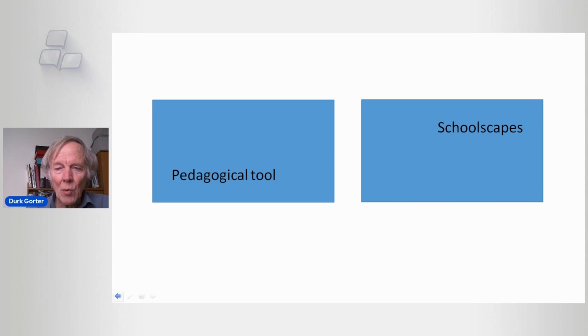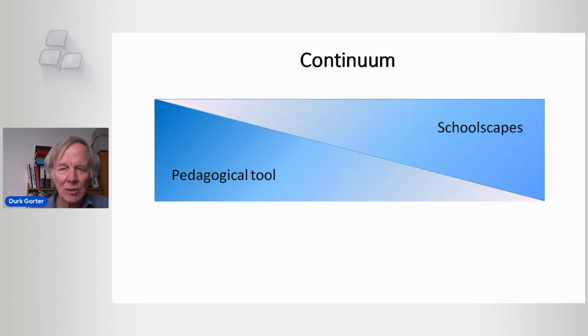So you can use it on the one hand, you could say, as a kind of pedagogical tool to teach with, through the linguistic landscape. And on the other hand, of course, you can look also at the linguistic landscape in a school, all the signs that you can see in a school. So on the one hand, you have a pedagogical tool, on the other hand, you have schoolscape. But actually, it's more like a continuum. It's not absolute because, of course, you can use the schoolscape as a pedagogical tool, and you can also look at the surroundings of the school, etc.